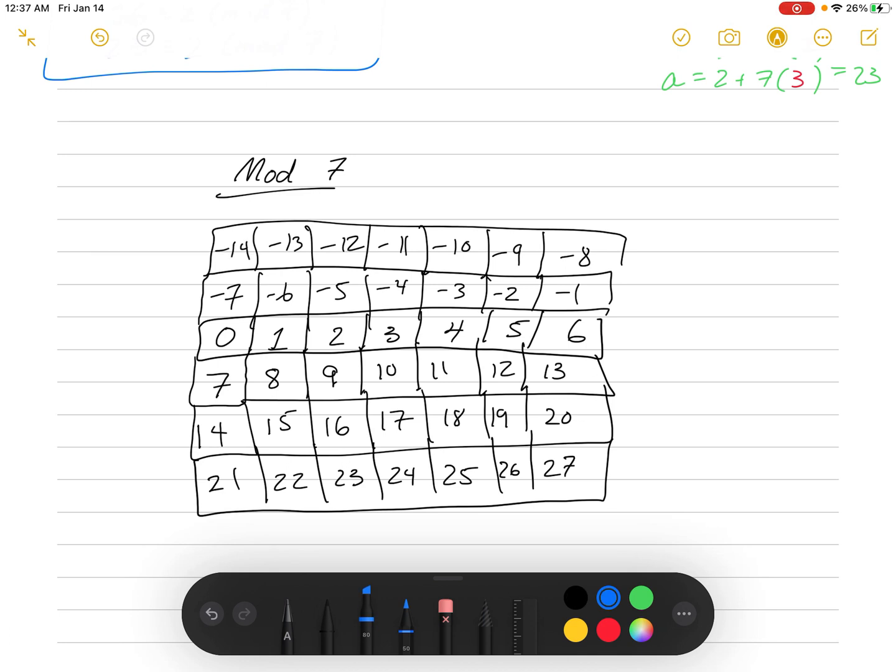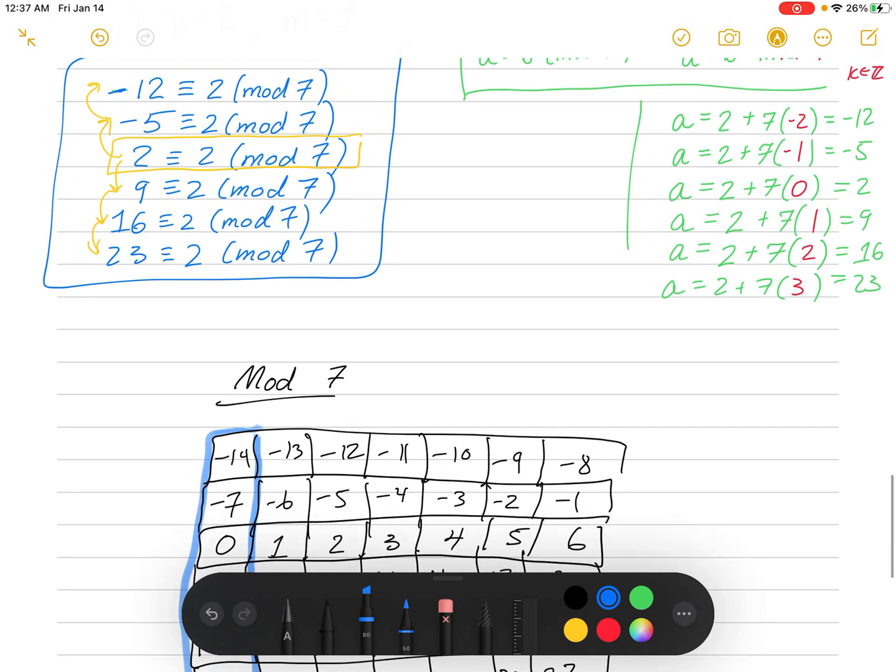So everything that's in the same column is congruent. So for example, all of these numbers in the blue column are congruent. So negative 14 is congruent to negative 7, negative 7 is congruent to 0, 0 is congruent to 7, 7 is congruent to 14, 14 is congruent to 21.